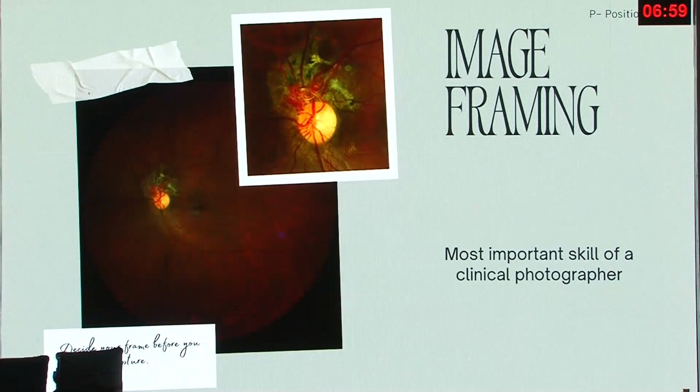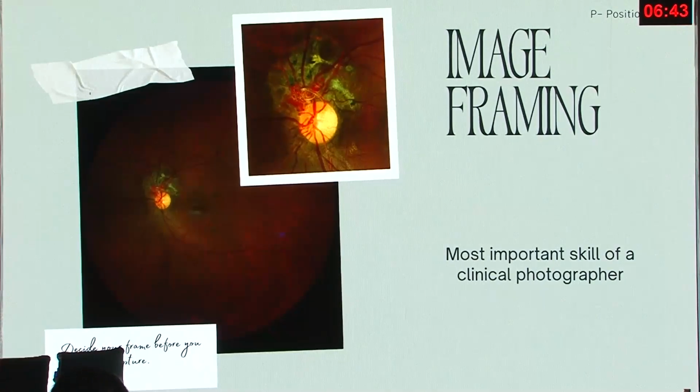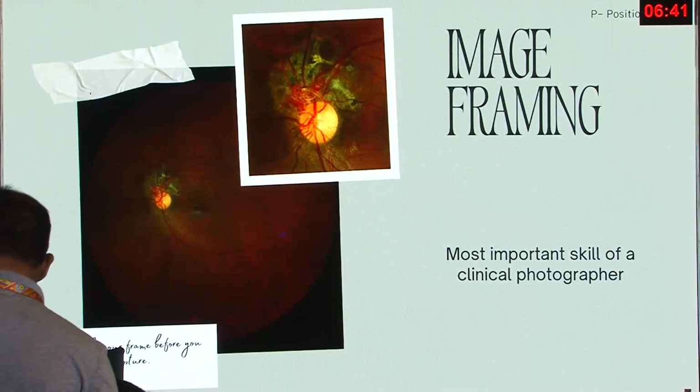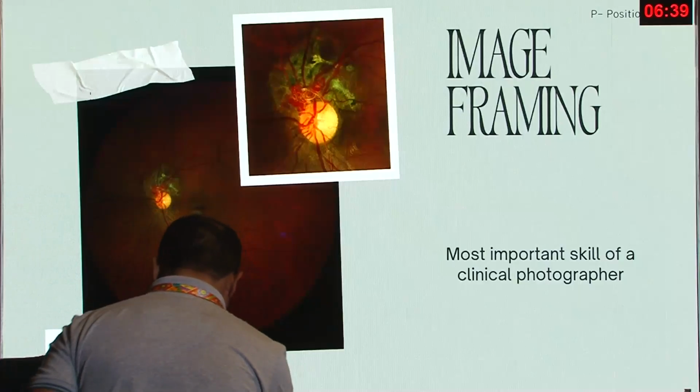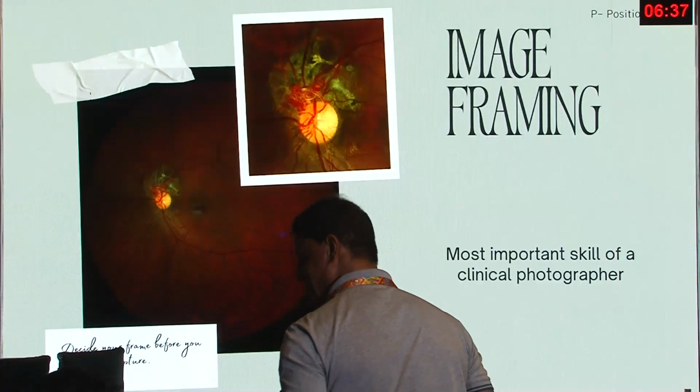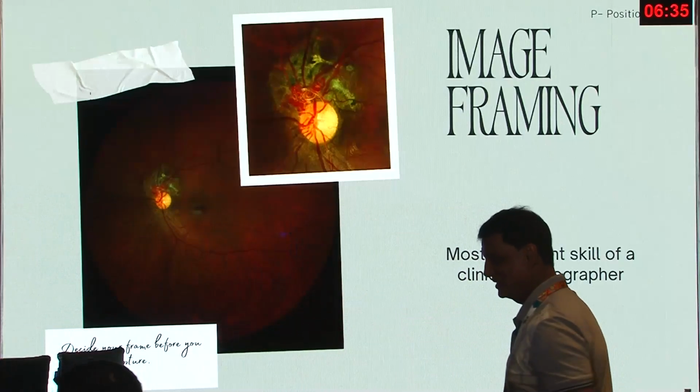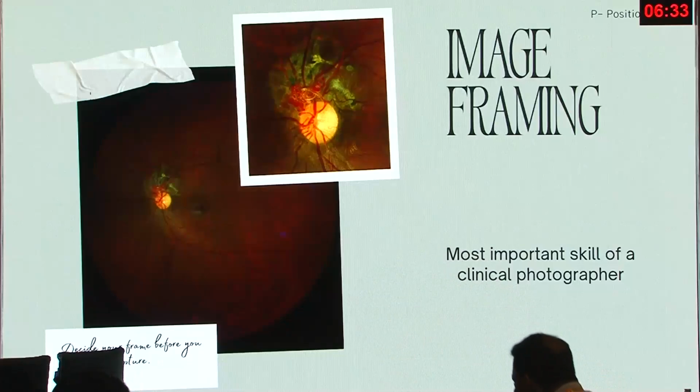Whenever you are going to capture an image, you should have the frame in mind. You are a photographer, you are capturing the entire fundus, but which area of the fundus do you actually want to focus on? Which area are you going to later use for your publication, or what pathology is there that you want to detect? In this case, we wanted to detect what is on the disc. So we made sure that that area is brought into entire focus and clicked. This is one of the most important skills of a clinical photographer.